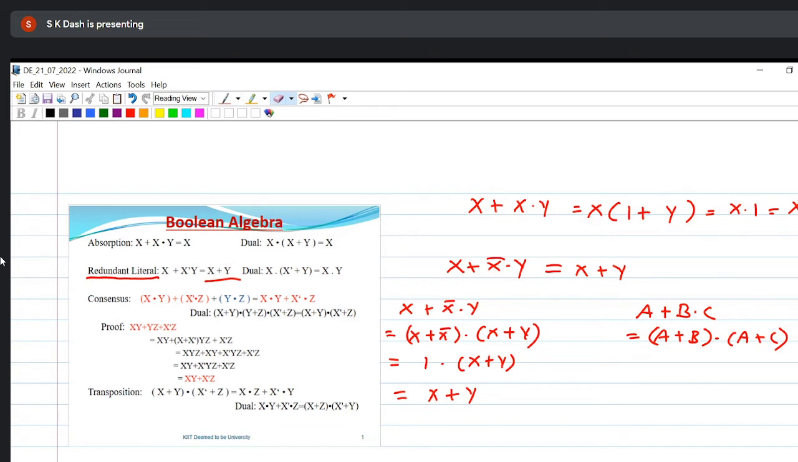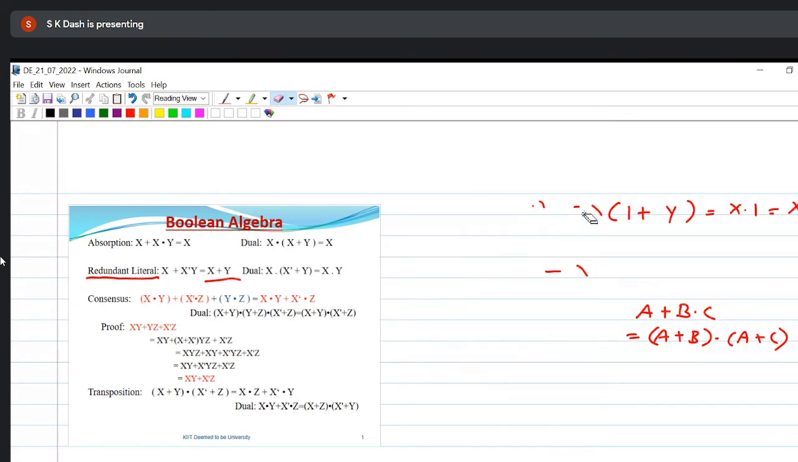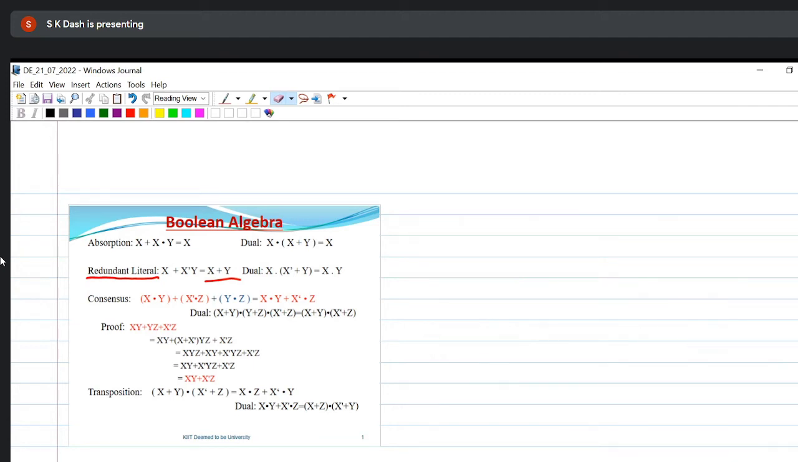Last one, consensus, is a little bit tricky and easy and important. Out of all these, even if you don't remember them, in 1 or 2 steps you'll be able to get them. So the important one is consensus. As per this, what will happen? X dot y plus x bar dot z plus y dot z.